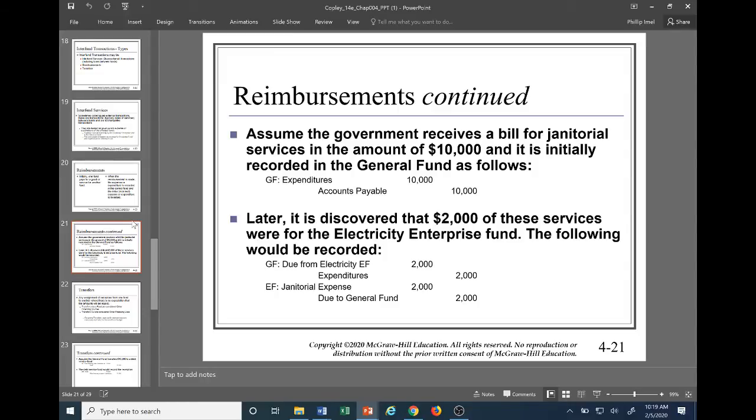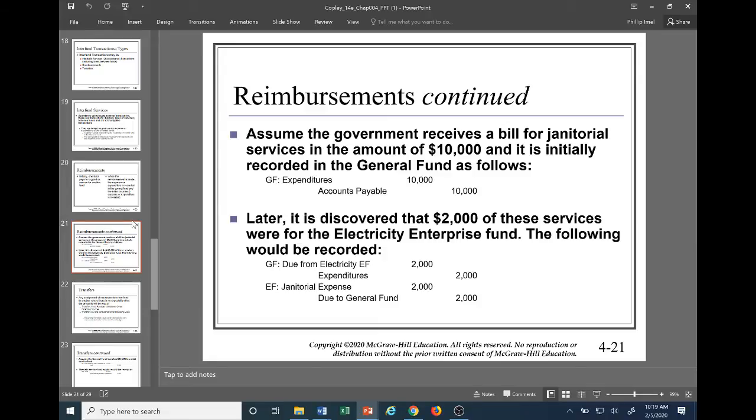But the enterprise fund has to make an entry as well. Obviously, $2,000, they should have expensed that, right? And notice it's an expense because they're on the accrual method of accounting. So they're going to incur an expense. We know expenses are original debits, right? So they're going to do a janitorial expense and then credit due to the general fund. So now they have a liability to the general fund, right? Makes sense? Not bad, right?